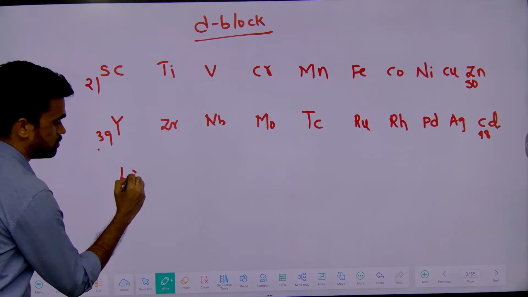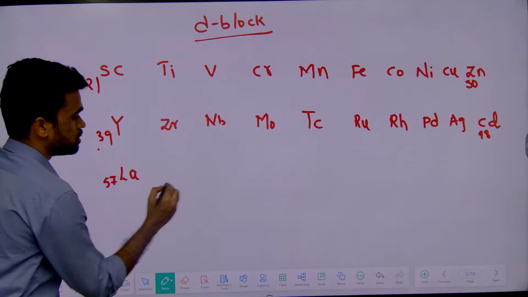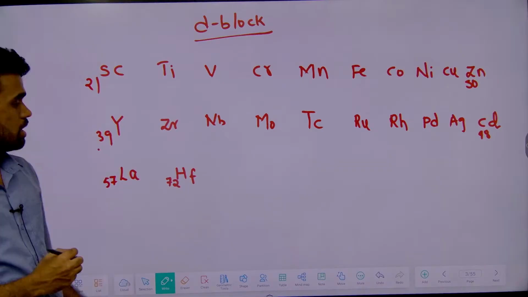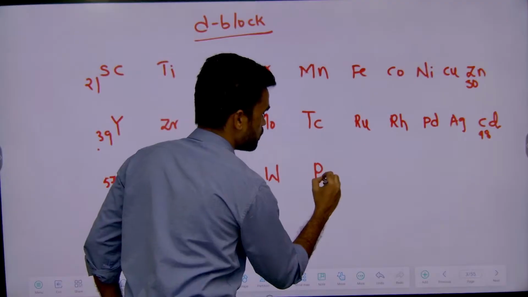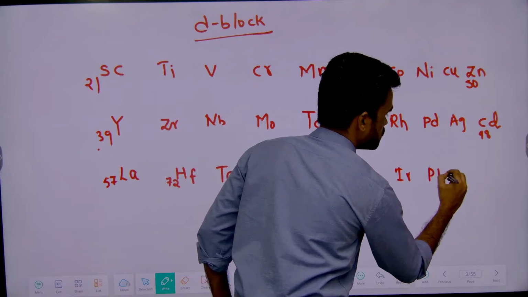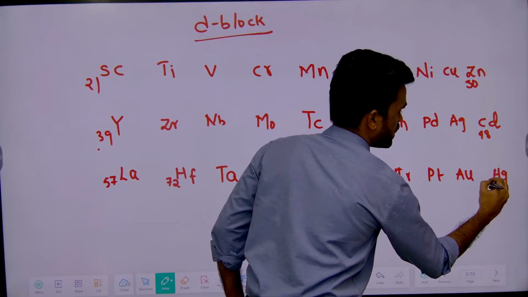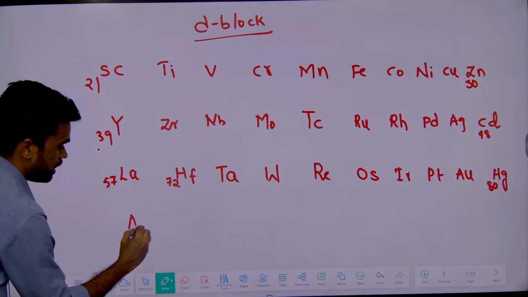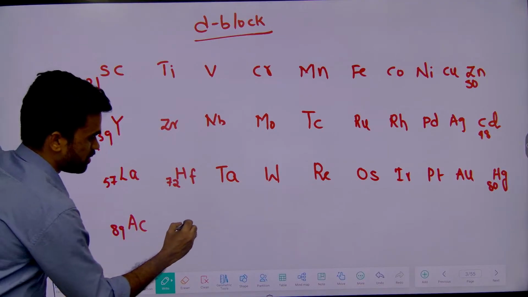Here it is lanthanum 57. Next, lanthanum, hafnium 72. Next tantalum, tungsten, rhenium, osmium, iridium, platinum, aurum, mercury. Mercury is number 80. Next, here actinium, that is 89.